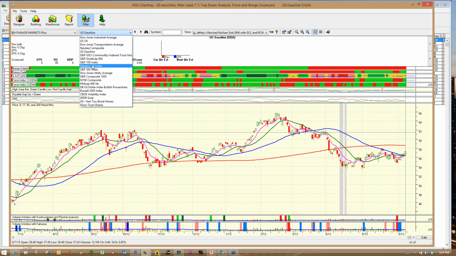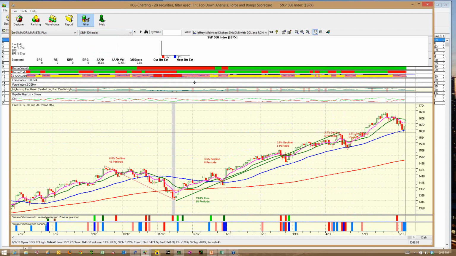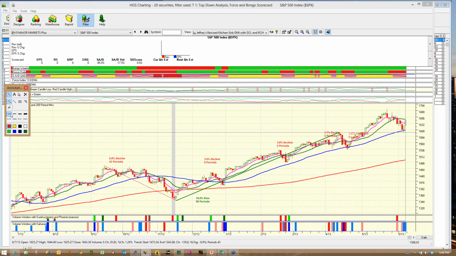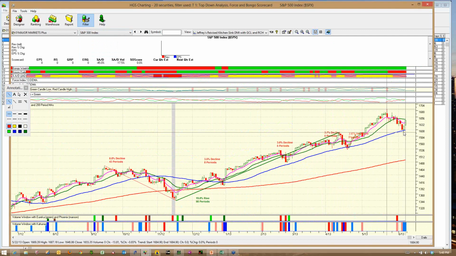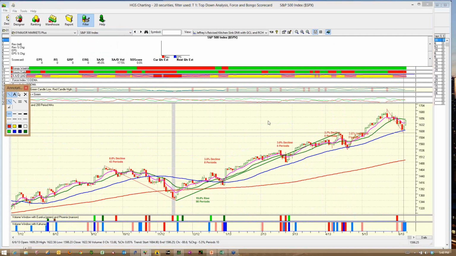I take a look at the S&P 500. Let's do some math here. You can see some of the prior declines: 3.5, 3, 3.7. Let's take a look at what this correction was, and was this enough? Intraday high to intraday low, a 5.3% correction.